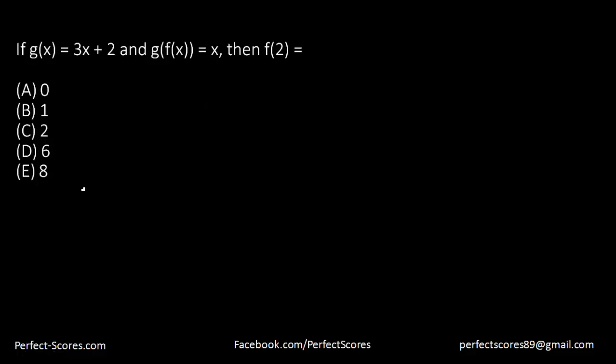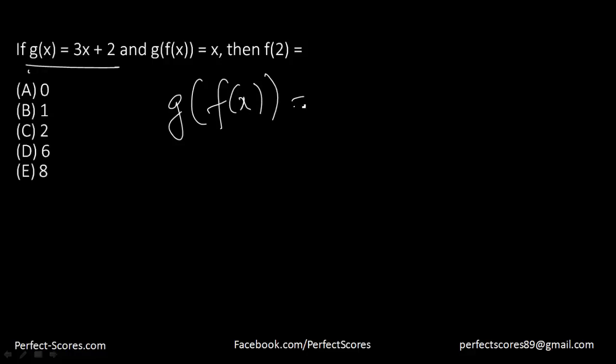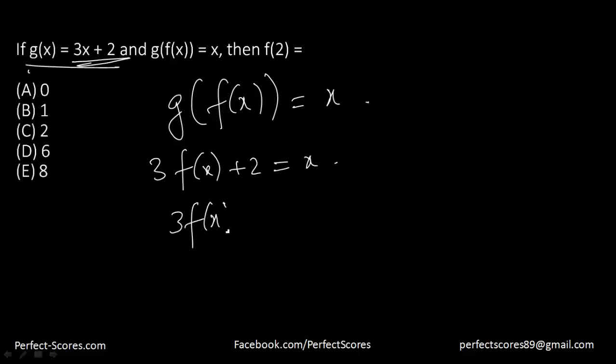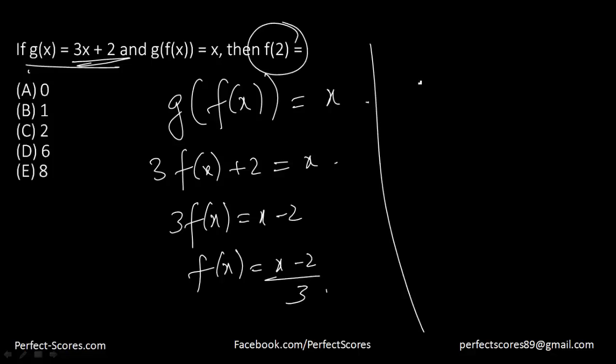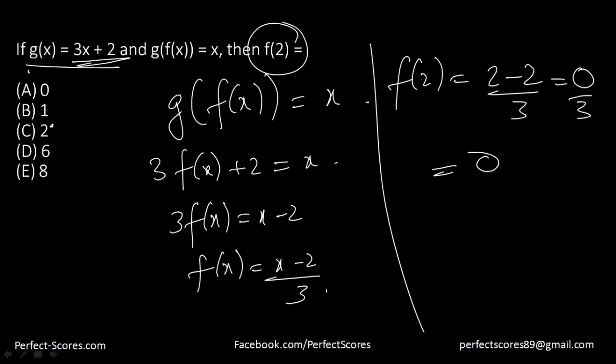They're pretty easy. So this one says g of x is this and g of f of x is x. So that means what is g of x? That is 3 times f of x plus 2 is equal to x. That means 3 times f of x is equal to x minus 2. That means f of x is equal to x minus 2 over 3. Now the question is asking us the value of f of 2. f of 2 is going to be equal to 2 minus 2 over 3, which is equal to 0 over 3, which is 0. Fine, guys. I hope you're able to understand what I'm trying to say here.